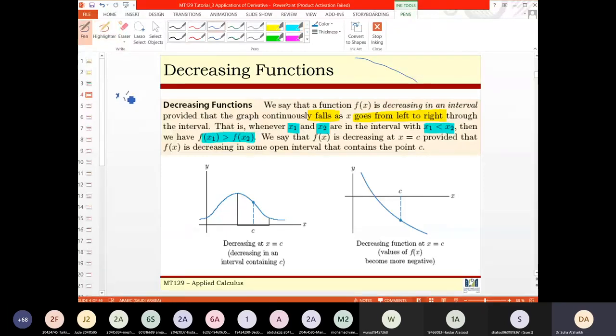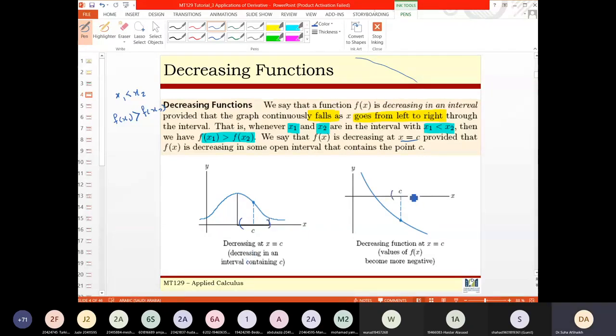And عندنا ال x1 is less than x2, لكن f of x1 is greater than f of x2. مع أن ال x1 أقل من ال x2 لكن f of x1 greater than f of x2. So the function is decreasing here. So you can see it here in this example. The function is decreasing. We say it is decreasing at the point C. ليش؟ لأن it is decreasing in an interval around the point C.